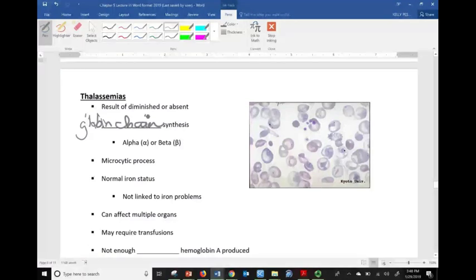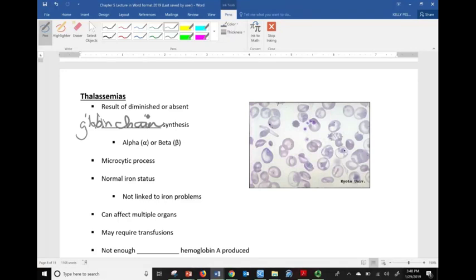Okay, globin chain synthesis. Everything up until now has been a problem with heme. And it has all involved issues with iron, in case you haven't noticed. So not enough iron, iron not getting into the red cells for different reasons, or too much iron. So now we're talking about a problem with globin.